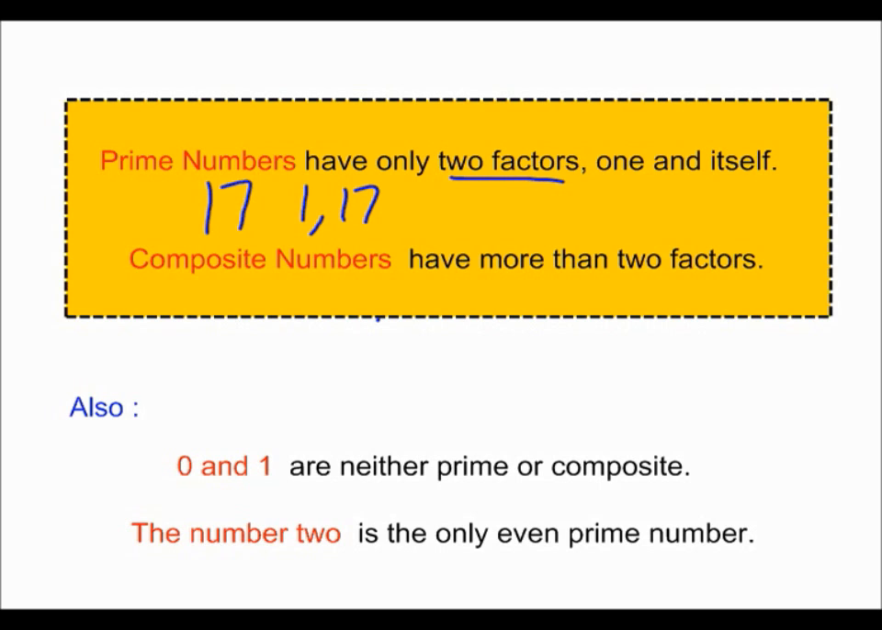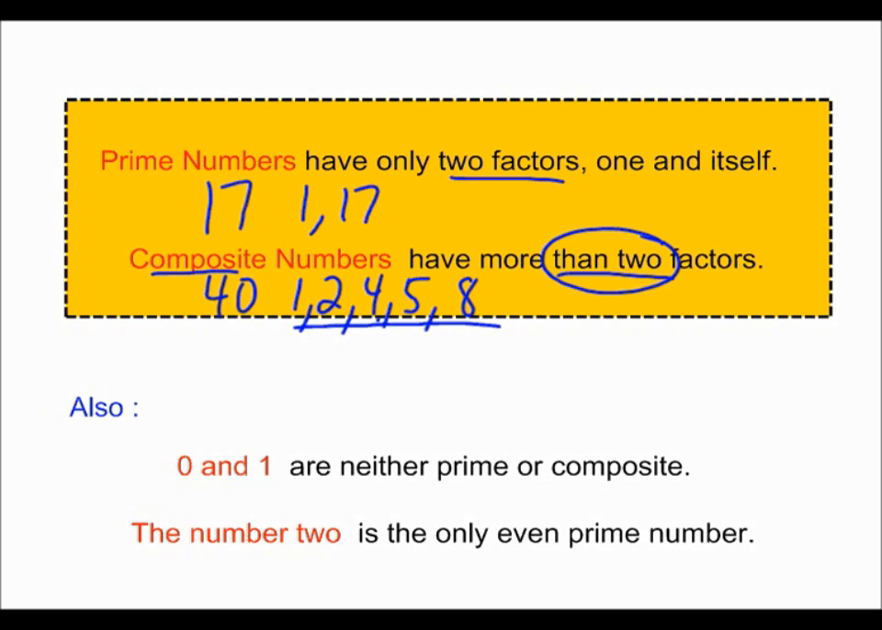Now, composite numbers have more than two factors. For example, 40 has lots of numbers that will divide evenly into it. 1 will go into 40, 2 will go in, 4, 5, 8. It has lots of factors that will divide into it evenly. And if a number has more than 2, which this has a lot more than 2, it's a composite number.